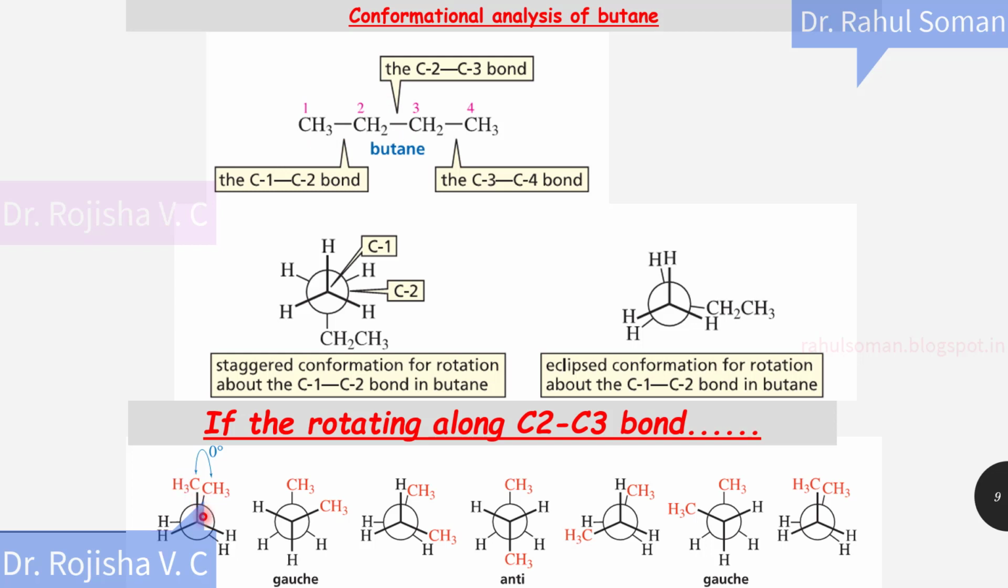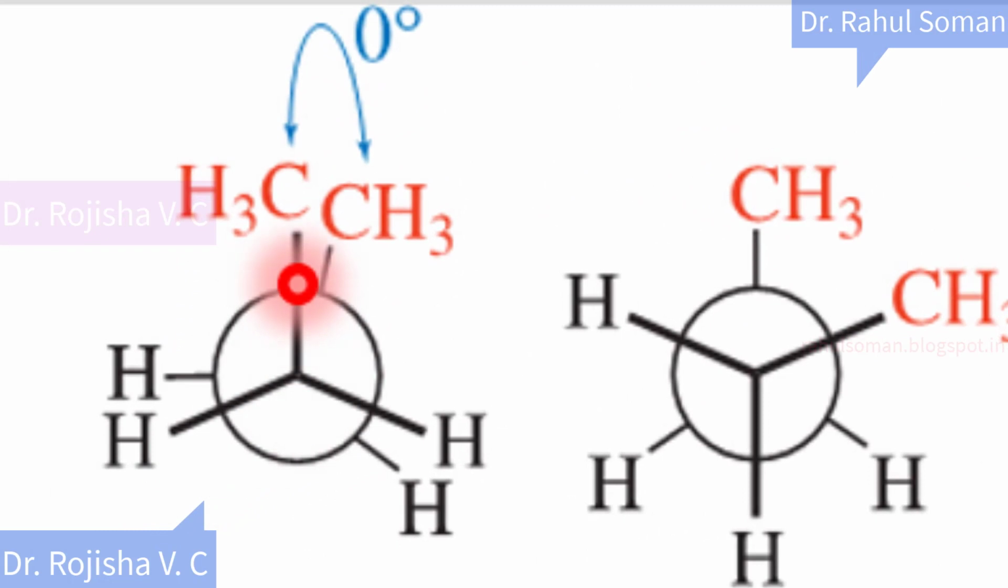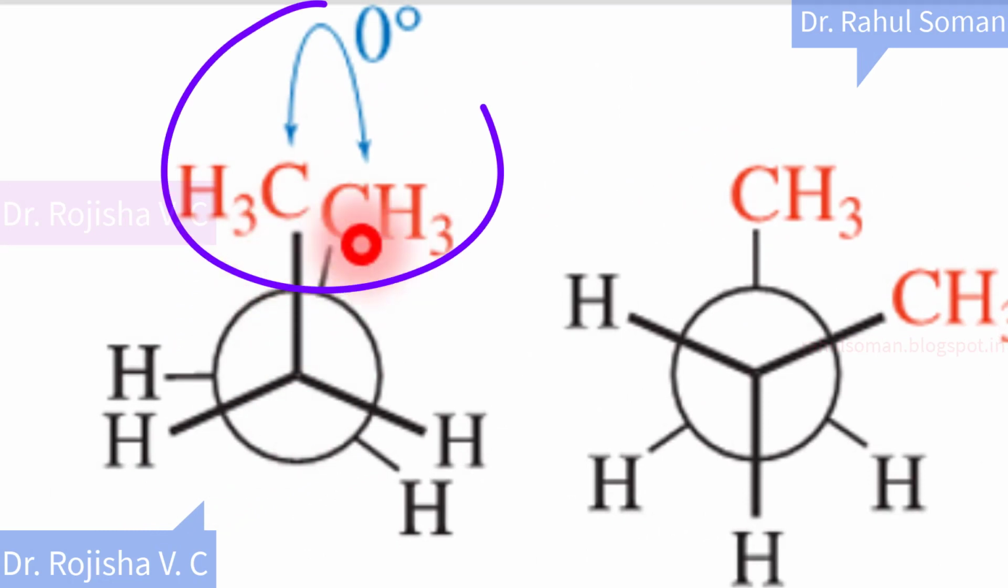Similarly, for the back carbon, also the three substituents where two are hydrogen and one is methyl group. If we take the higher energy conformer first, this is the eclipsed conformation where two CH3s are at 0 degree, back to back.